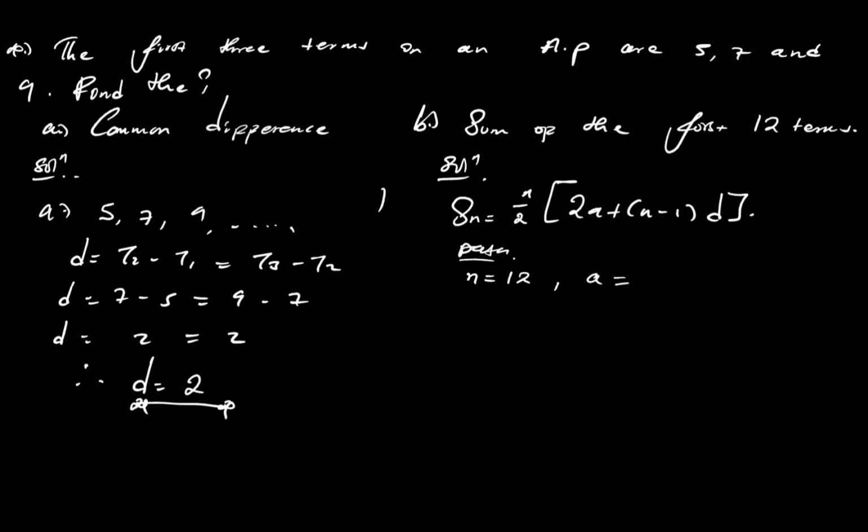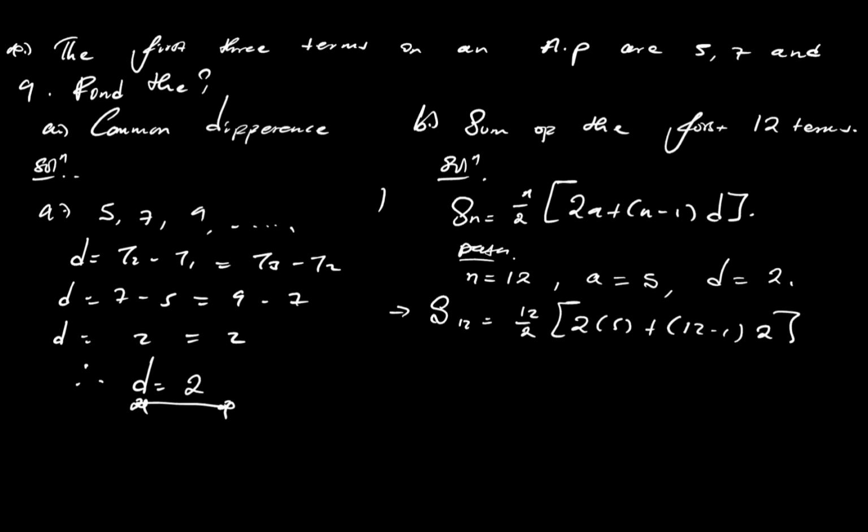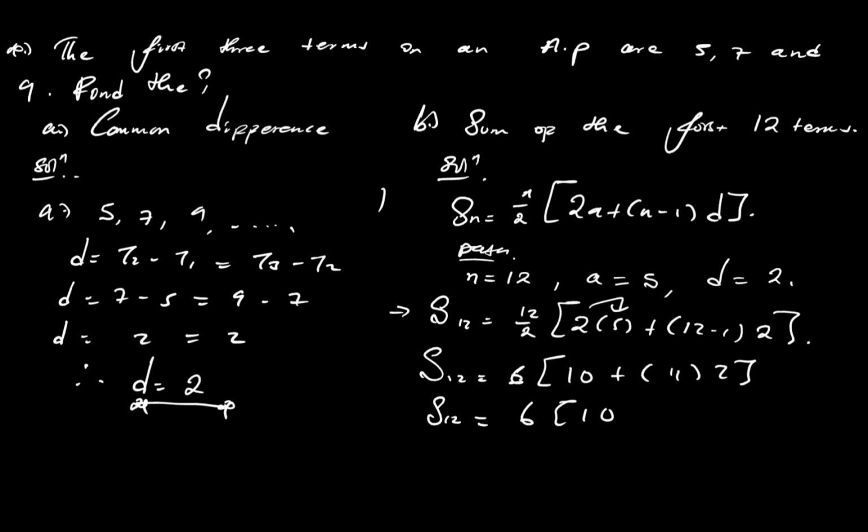What is the value of a? The value of a is 5. The common difference, we have found it to be 2. Now what we have to do is to substitute. This implies that S sub 12 is equal to 12 divided by 2, then 2 times 5 plus (12 minus 1) times 2. So S sub 12 is equal to 6, then 2 multiplying 5 gives you 10, plus 11 times 2. So S sub 12 is equal to 6 times (10 plus 22), because 2 multiplies 11.